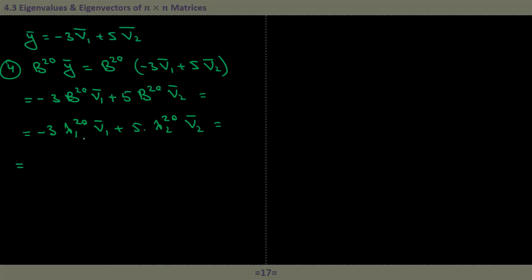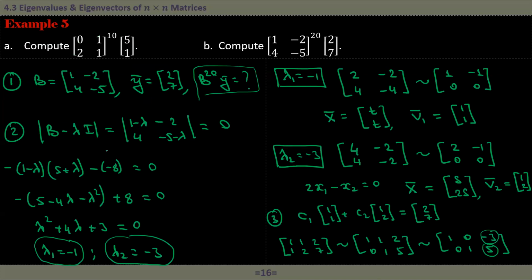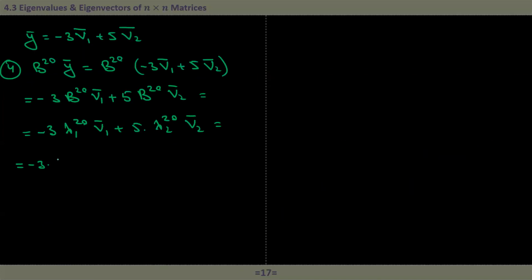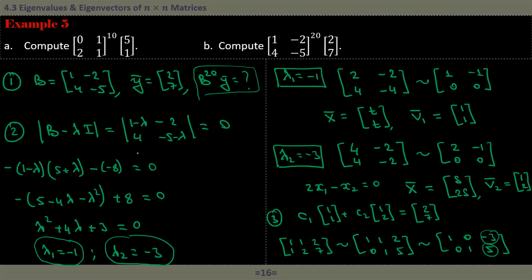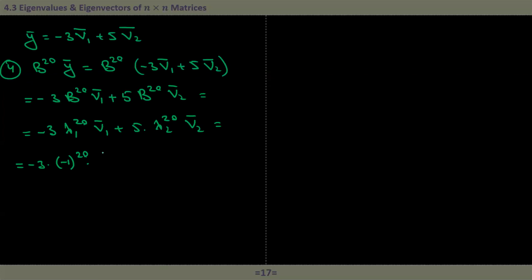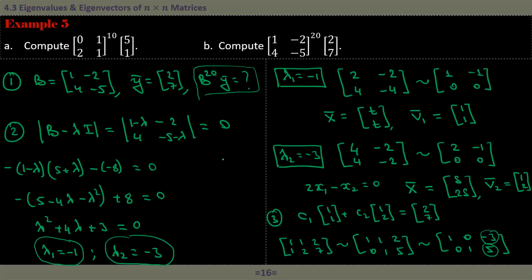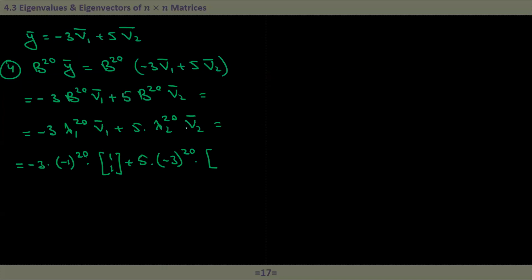Now we have to just substitute the values and evaluate this. Minus 3 times, what is lambda 1? Lambda 1 equals negative 1. So here we have negative 1 to the power of 20. How about V1? V1 is 1, 1. So it is 1 and 1, plus 5 times, what is lambda 2? It is negative 3. So it is negative 3 to the power of 20. And V2 is 1 and 2. So here we have 1 and 2.